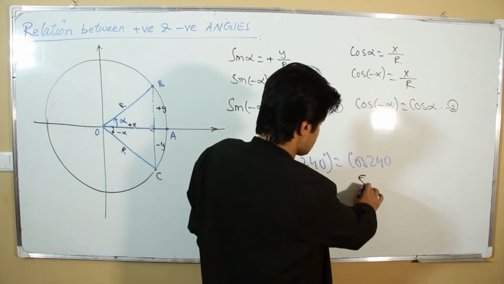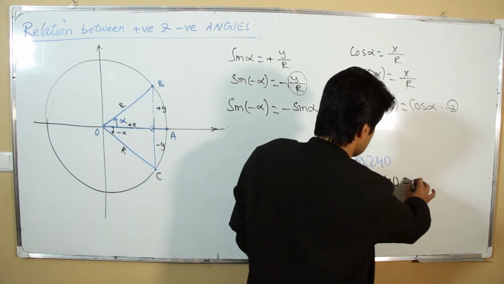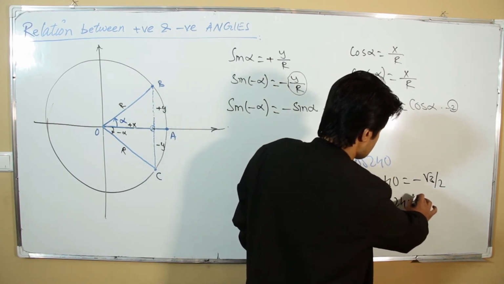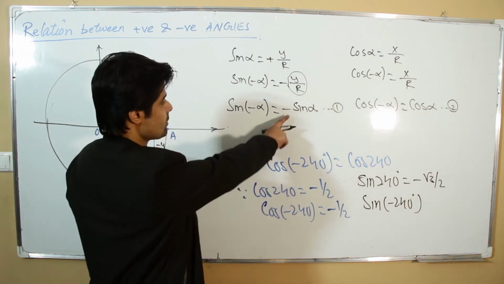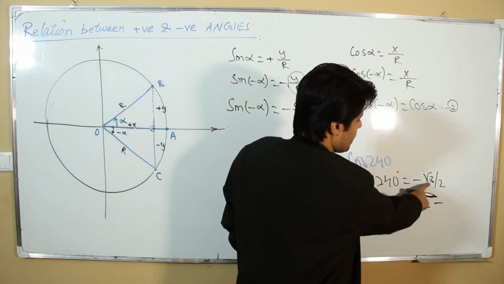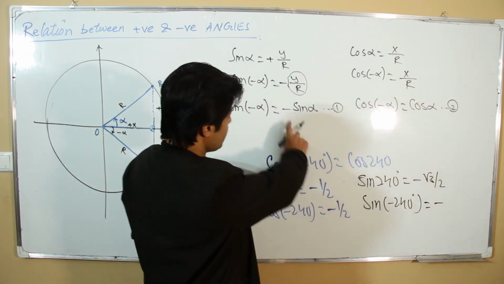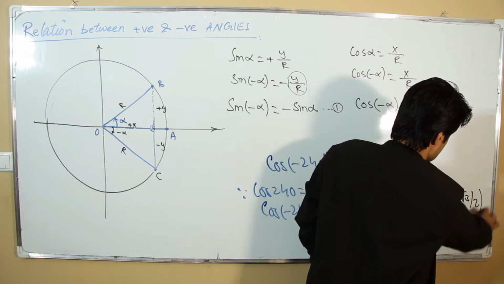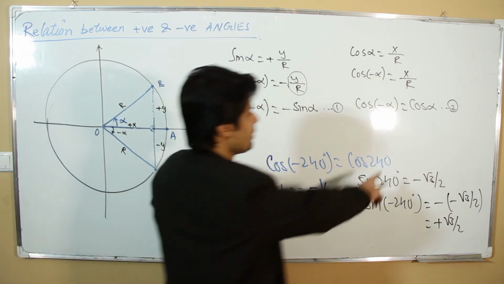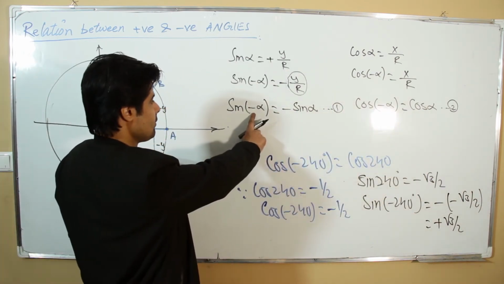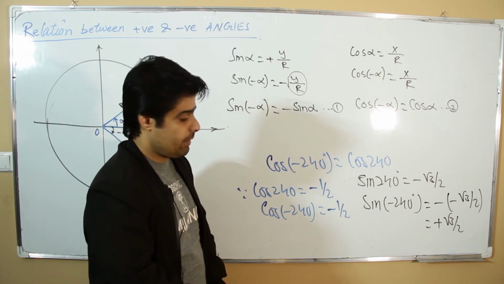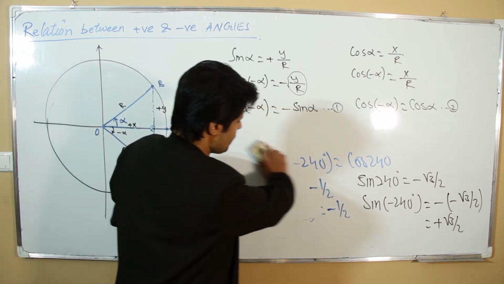If I tell you that sine 240 is minus root 3 by 2, now what is sine minus 240 in degrees? You will use this formula: it is minus of sine of the positive. What is sine of the positive? It is minus root 3 by 2. We have another minus, so it would be minus times minus root 3 by 2, which is positive root 3 by 2. I think you have got it. It means that cosine of the negative and cosine of the positive are the same, but the sine of the negative and the sine of the positive are the same in value but different in sign. If one is positive, the other is negative. Now we will come to tangent.